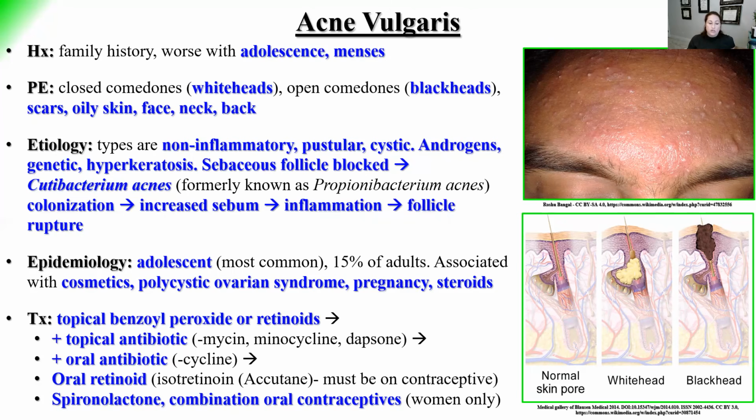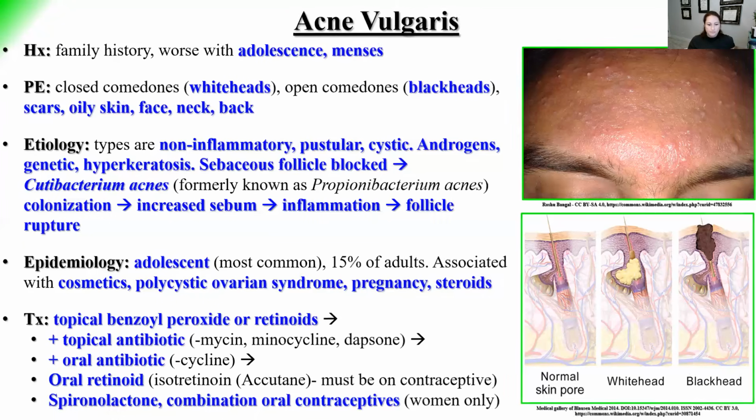The key exam question on this one is that you must be on a contraceptive because Accutane causes horrible birth defects. So that's a good pharmacology exam question there. Other things that we can use are things like spironolactone. That's really good for cystic acne that occurs on the chin, or combination oral contraceptives for women only. It helps to balance out the hormones so that they don't get this menses related acne.